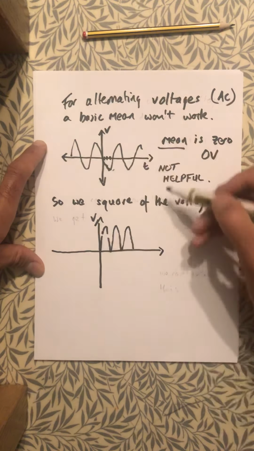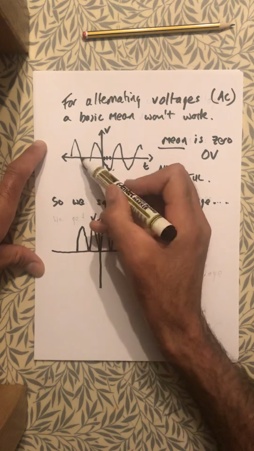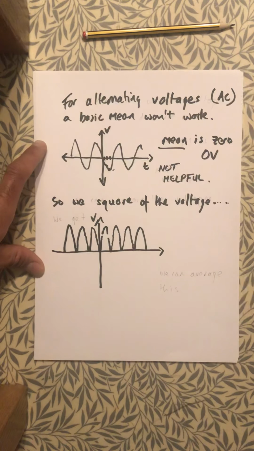Now, I'm just going to do a bit on the other side, because of course this part would also go positive and taller, and this would go positive and taller, and I get my squared function, which looks something like that.